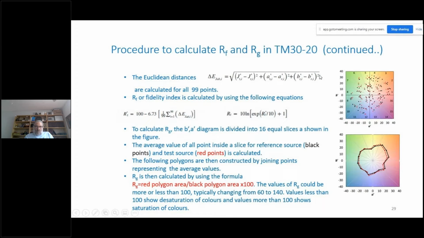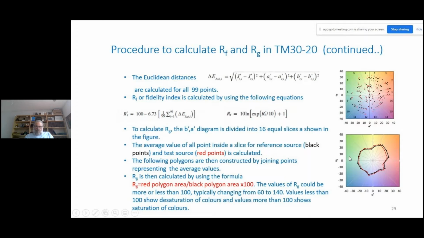Then you have to calculate your Euclidean distances using this formula. It's actually done in 3 dimensions. You're only looking at A prime and B prime, but there's also a third dimension, J prime, that we are not showing. So you calculate these Euclidean distances, and then you average the 99 values, and then use this formula to get R dash F, 100 minus 6.73 times this average. And in order not to have a negative value, you do a log transformation and you come up with the RF value. So this is how you get the RF value.